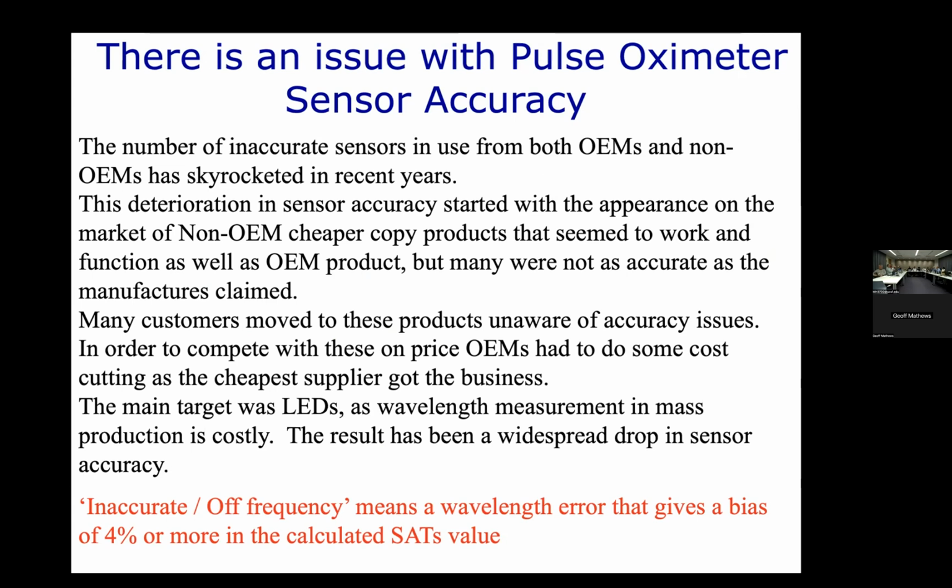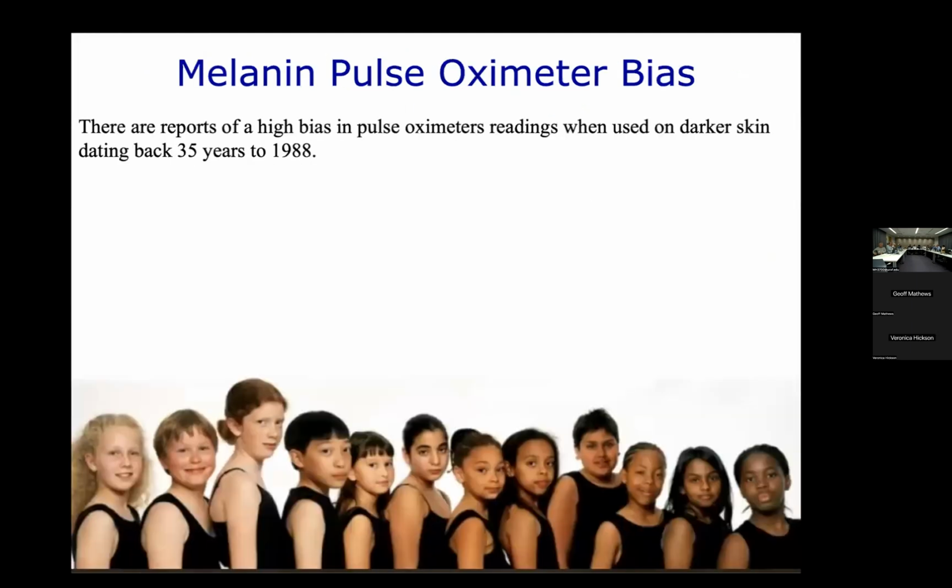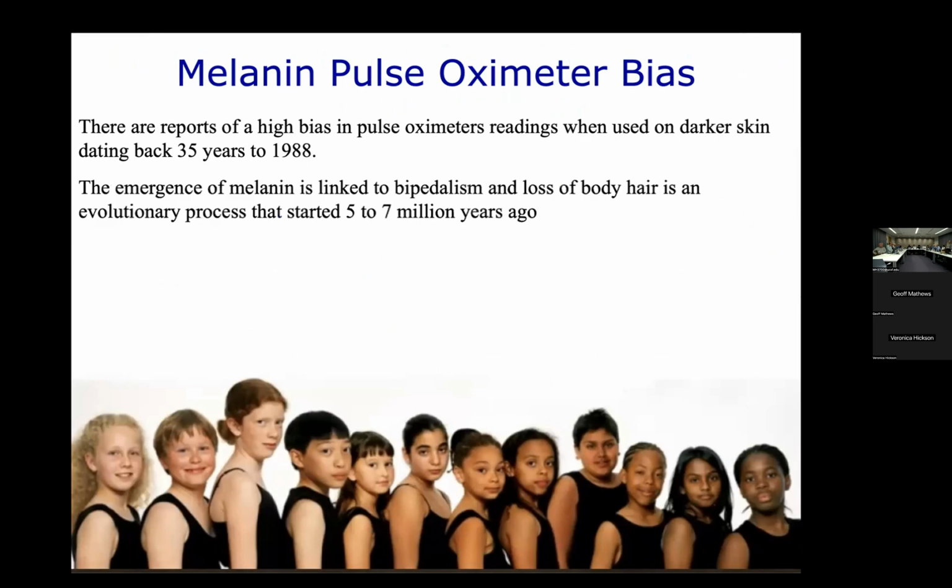The main target was LEDs, as wavelength measurement in mass production is costly. The result has been a widespread drop in sensor accuracy. Okay. There are reports of high bias in pulse oximetry readings when used in darker skin, dating back 35 years to 1988. Next slide.